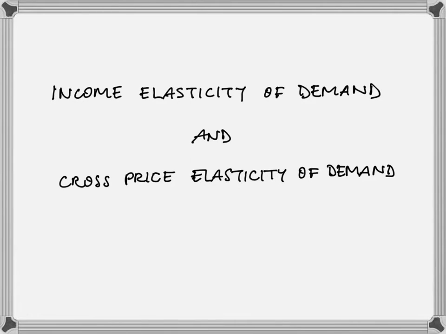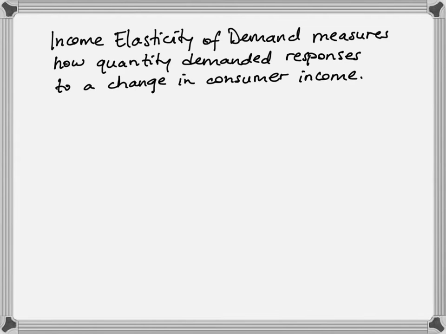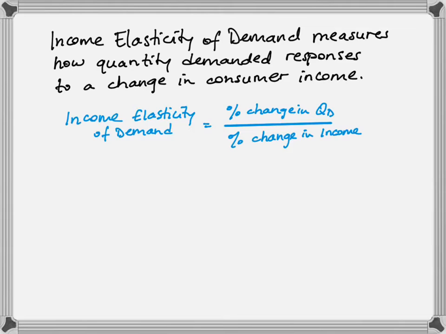Income elasticity of demand and cross-price elasticity of demand. Let's start with income elasticity of demand. Income elasticity of demand measures how quantity demanded responds to a change in consumer income. It is calculated by dividing the percentage change in quantity demanded by the percentage change in income.